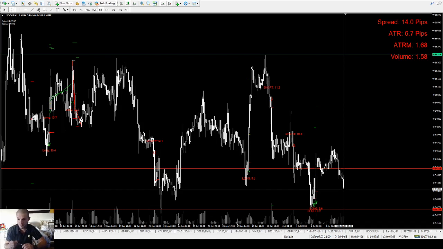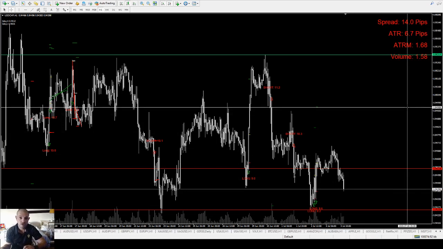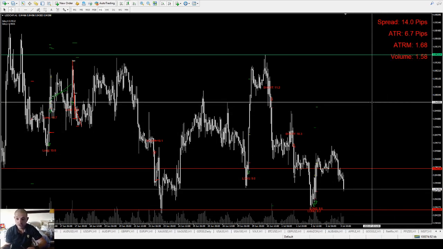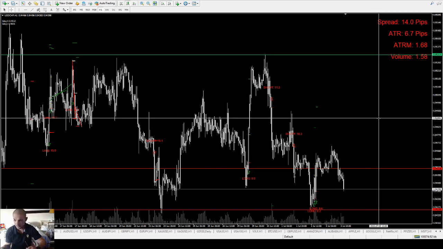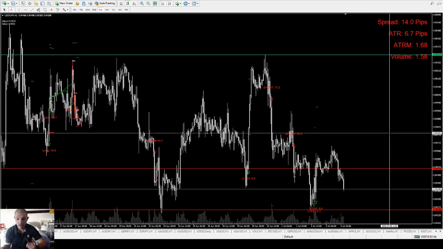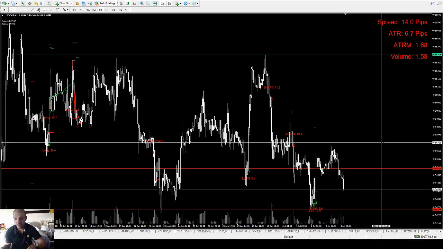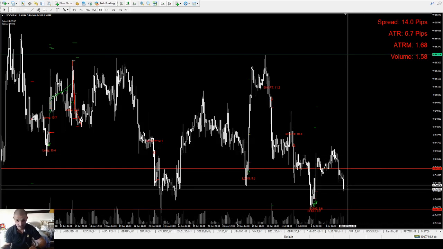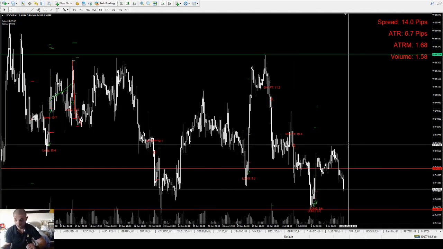0.94399. Okay, and we work our stop losses on the average true range. So that's the average range of a candle for a certain amount of candles. We usually work on 14 or 20. So let's just say it was 20. So the current ATR at 6.7 pips means that the average range of a candle in this 1 hour chart is 6.7 pips for the last 14 candles, or last 20 candles rather.